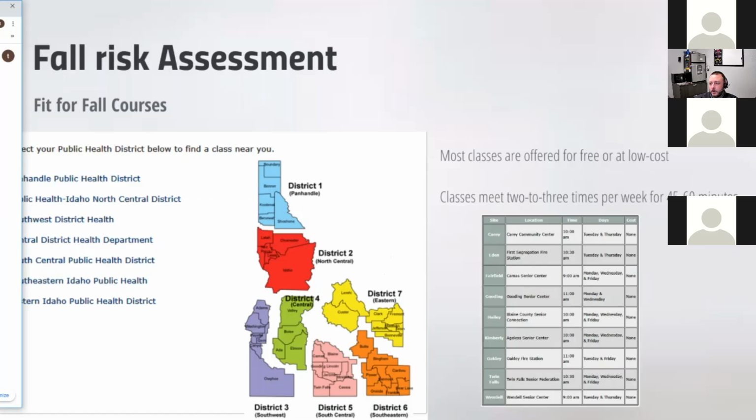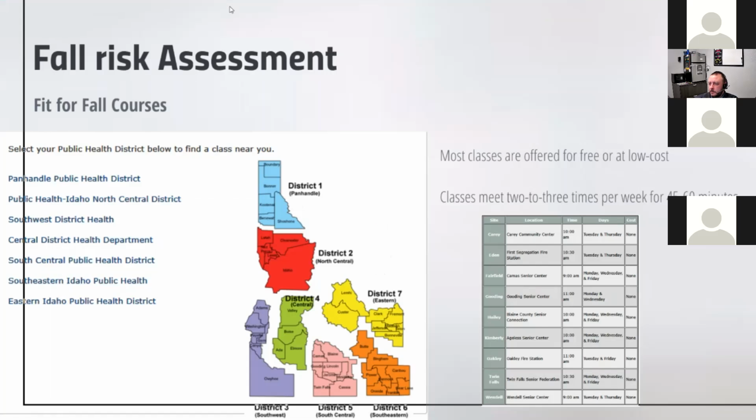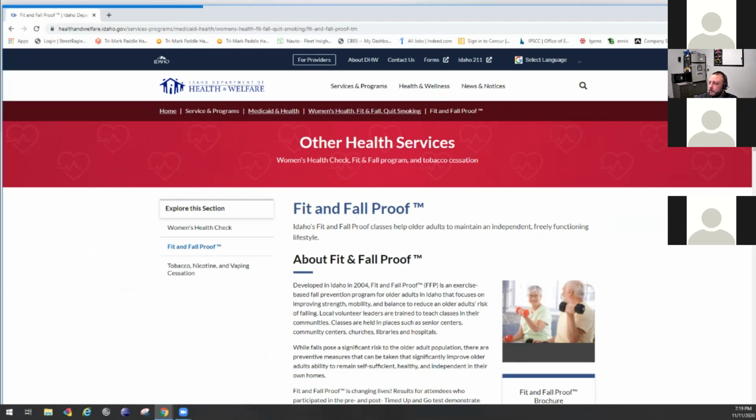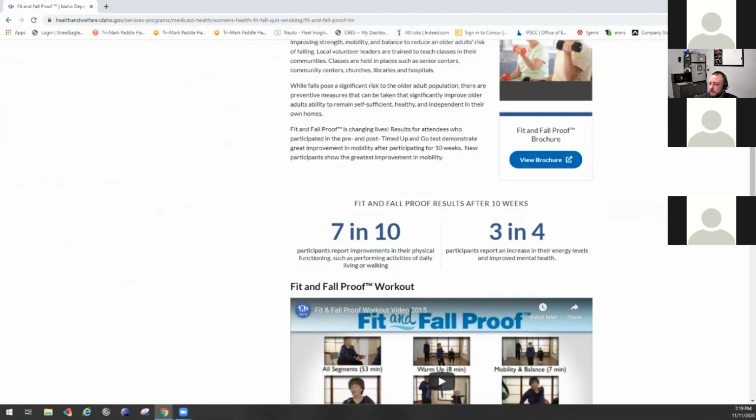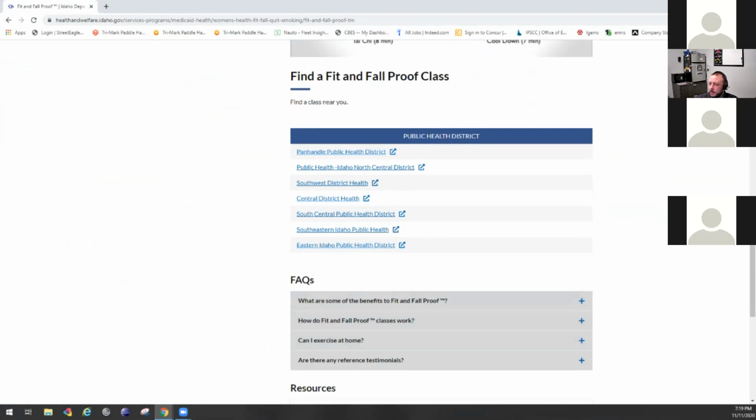So I'm going to pop in here for just a second and see if I can find this website for you guys real quick, because this is actually a picture from the website. All right, so here's the actual Idaho Department of Health and Welfare website that talks about the Fit for Fall class. If you want to see if there's a Fit for Fall class in your area, you can click on here and you should be able to bring them up.